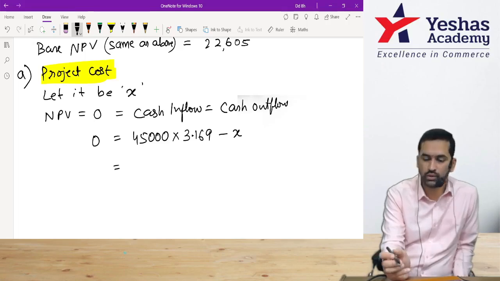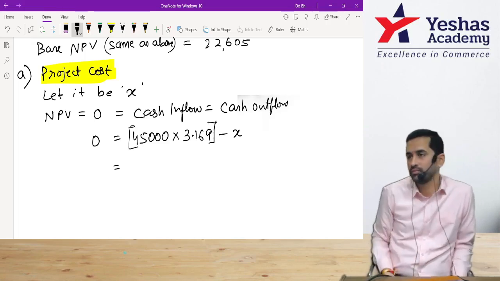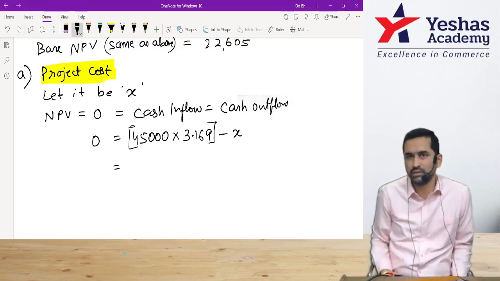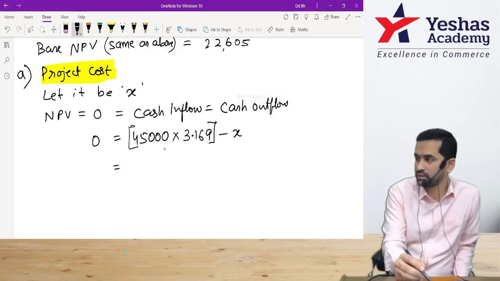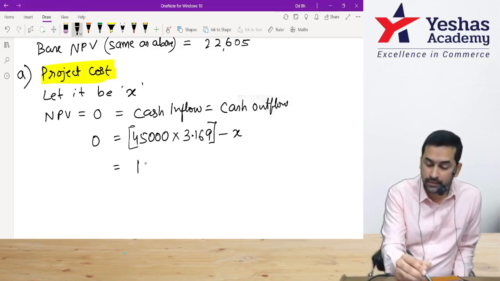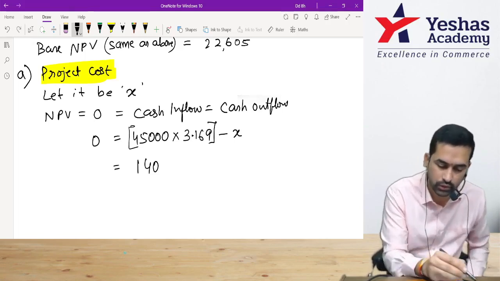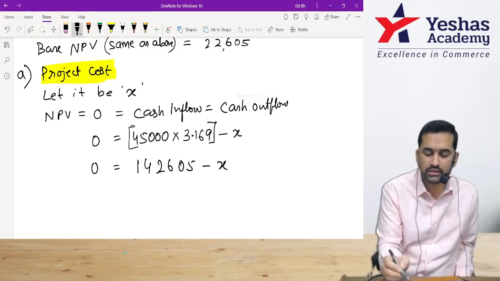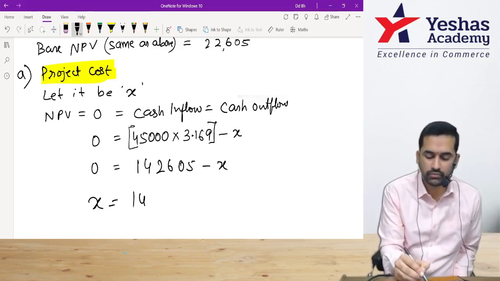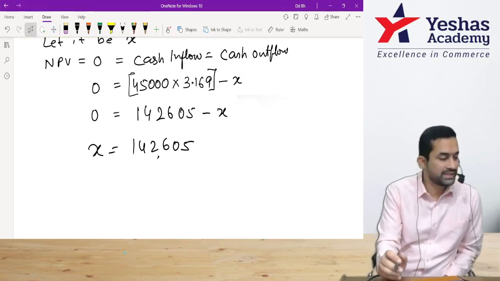Tell me how to proceed now. This is the simplest way actually. Just have to shift one number here, the other number will become minus X. How much is 45,000 into 3.169? 1,42,605. 1,42,605 minus X. Therefore, X will become 1,42,605.